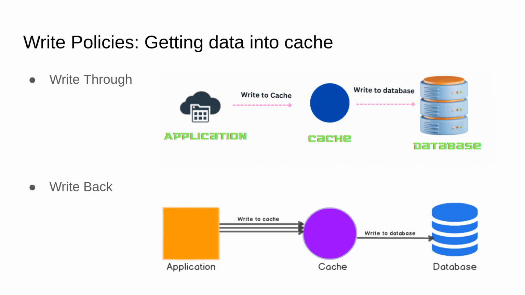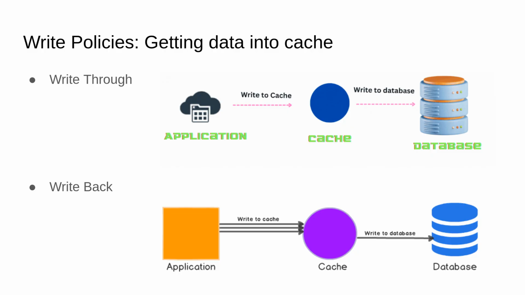The second approach is write back, where writes are only made to the cache. The data in the cache is marked as dirty. When the block is replaced, the dirty data is written back to the main memory. This is faster but more complex to manage.